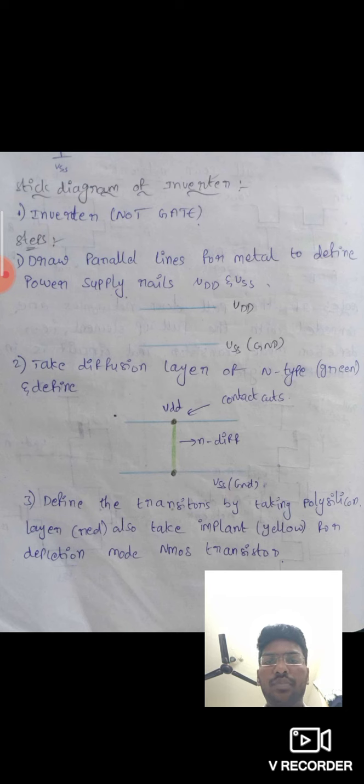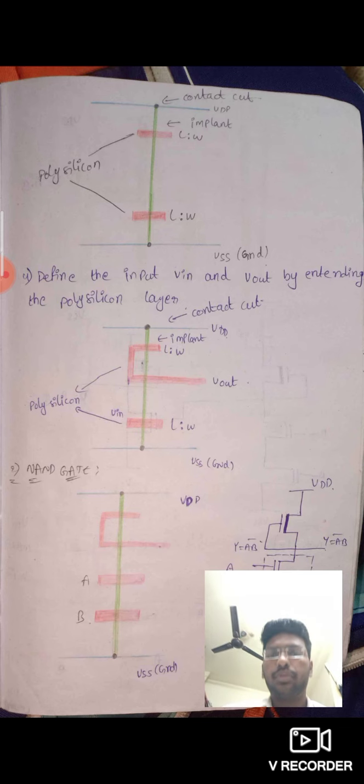After marking the diffusion layer, metal and contact cuts, we have to take the polysilicon and implant with this depletion layer. We know that the implant is indicated with yellow. For an inverter, the given input is the opposite of the output. That is, if we give 1, then the output is 0. If we give 0, then the output is 1. So to implement this circuit, we have a CMOS design like this, as mentioned in the given slide.